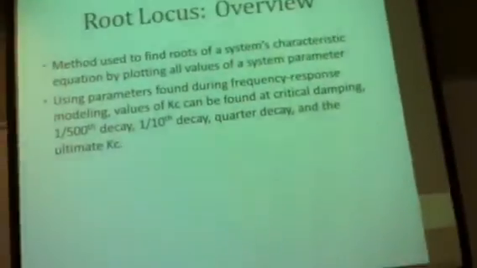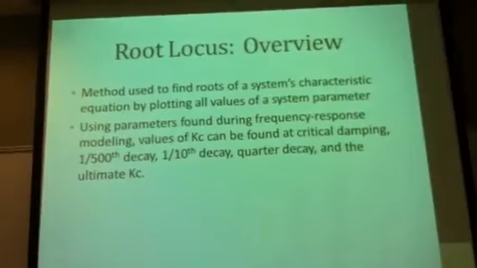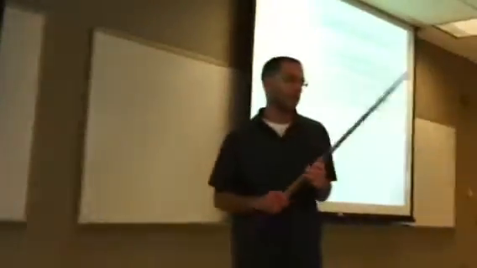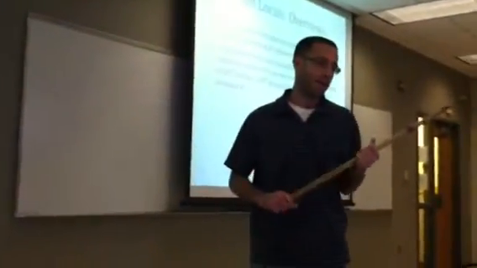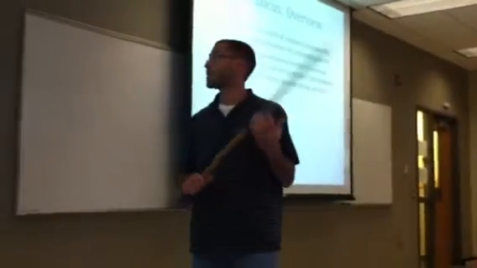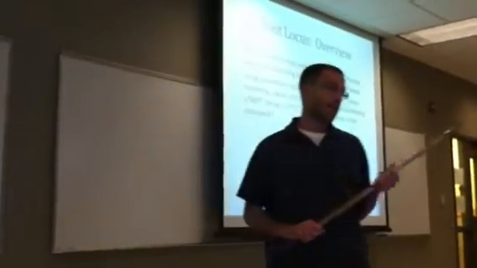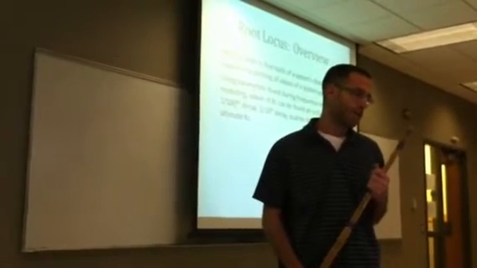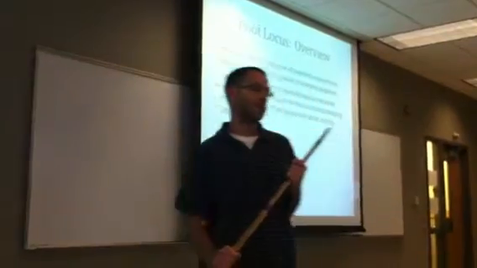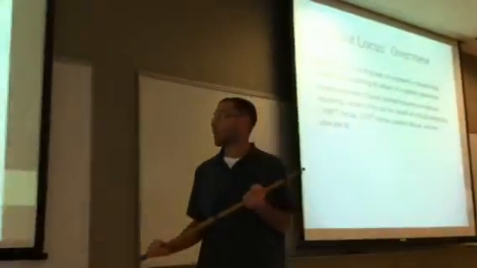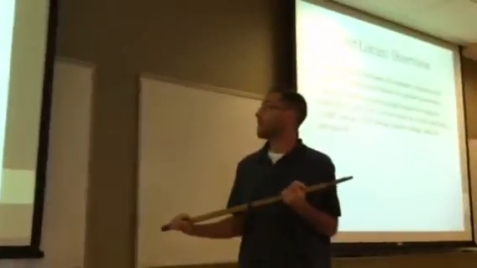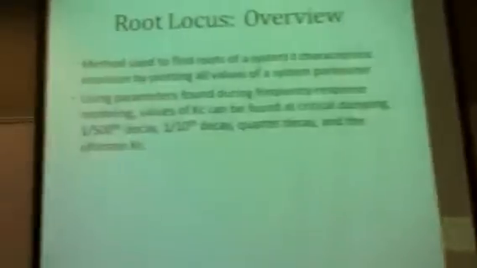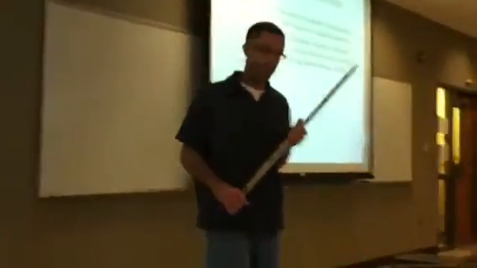So this is a root locus overview. Root locus is a method used to find the roots of a system's characteristic equation by plotting all the values of a system's parameters, which is gain, dead time, and time constant. And using these parameters that we found during the frequency response modeling, we're able to find values of Kc: critical damping, 1/500th decay, 1/10th decay, quarter decay, and the ultimate Kc.